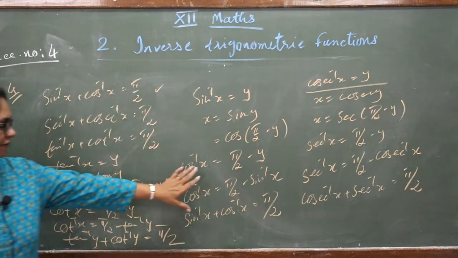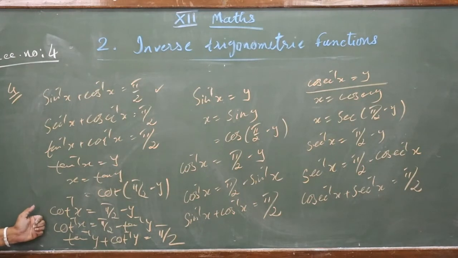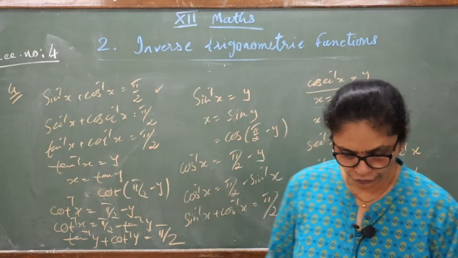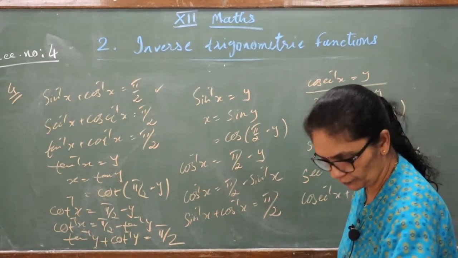So this is your first, this is the second, and this is the proof of the third property. This way we have completed the fourth topic, all three properties and their proof.